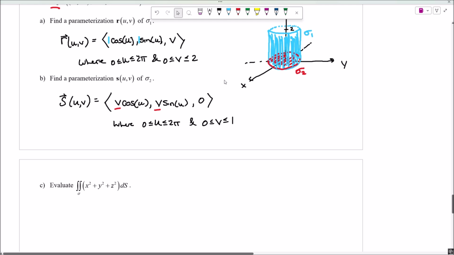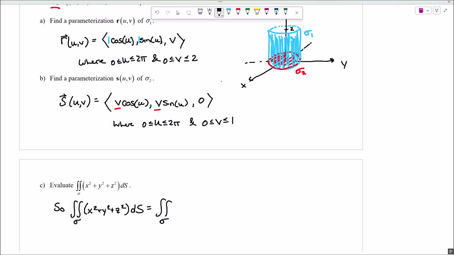If you take a look at part C, I now ask, can you evaluate this surface integral? Well, as we stated in the fact above, this surface integral should just be equivalent to doing two separate surface integrals. Not identical, because they're over different surfaces, but the integrand is identical. So I have this integral over sigma 1, and then a similar integral, but just over sigma 2. This would be the way that I would calculate it.